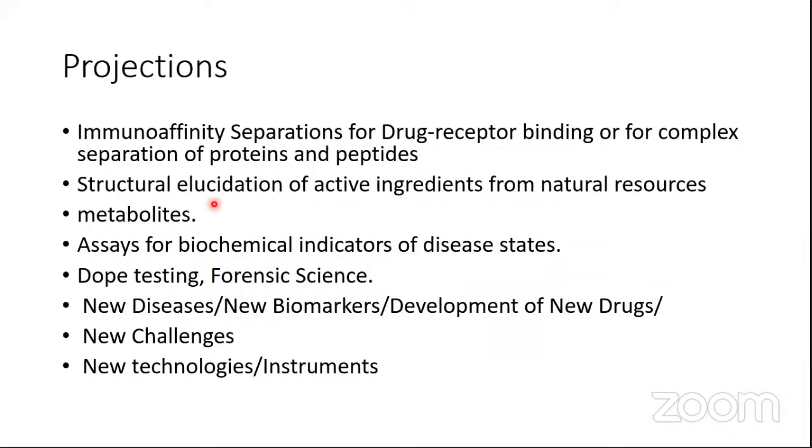Structural elucidation of active ingredients, metabolites, assays for biochemical indicators of disease stage, dope testing, forensic science, which is always upcoming because there are cheaters, and those cheaters need to be found out, and for that it is used. New diseases, new biomarkers, development of new drugs, because of that the industries continuously face new challenges. Because of that, new technologies and new instruments are getting developed. Some of the things I wanted to show, but because of the time I could not show you the new developments which are happening.